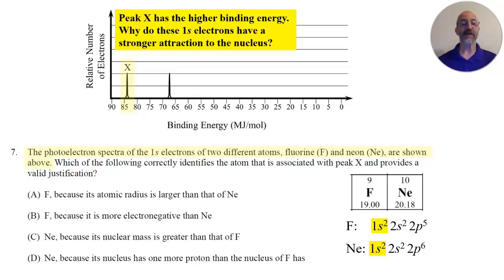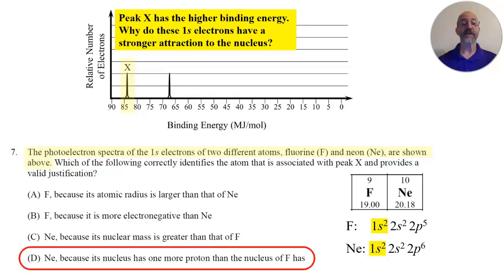So the correct answer is either C or D. We're talking about neon, but it's not because the nuclear mass is greater, it's because of the attraction for that positively charged nucleus. So it's because the nucleus of neon has one more proton than the nucleus of fluorine, so there is a stronger attraction between the 1s electrons and the nucleus of neon.